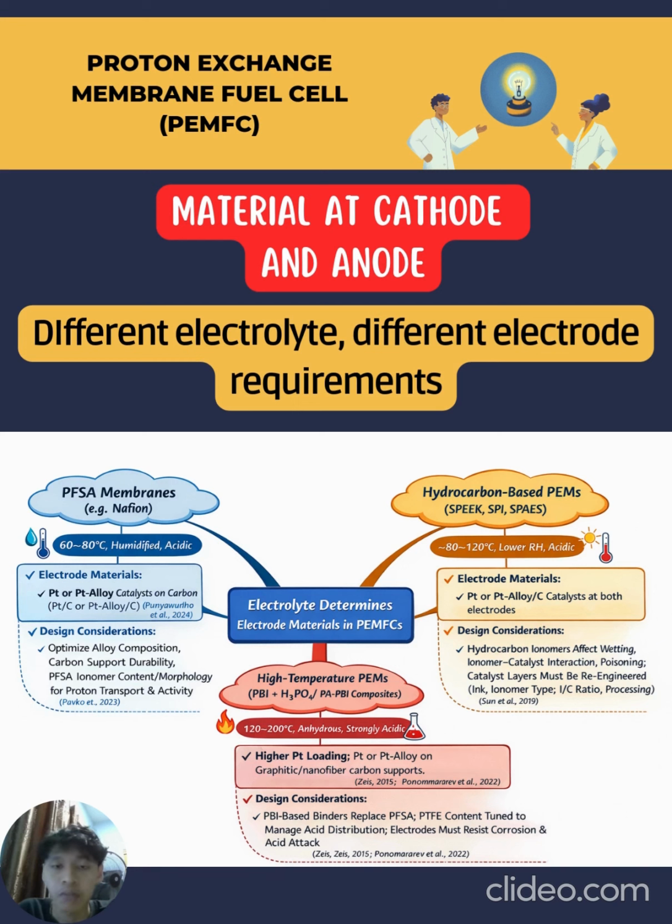So in this environment, platinum or platinum alloy catalysts supported on carbon are required at both the anode and cathode to ensure sufficient catalytic activity and also stability. Material selection and electrode design therefore focus on optimizing alloy composition, improving carbon support durability against corrosion, and tolerating the PFSA ionomer contact.